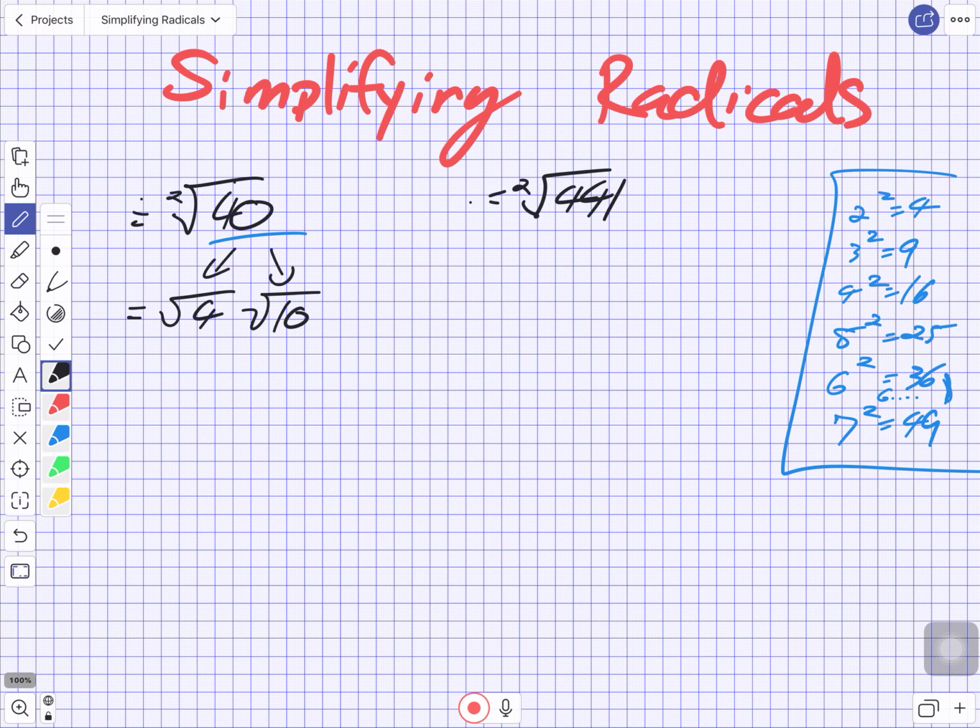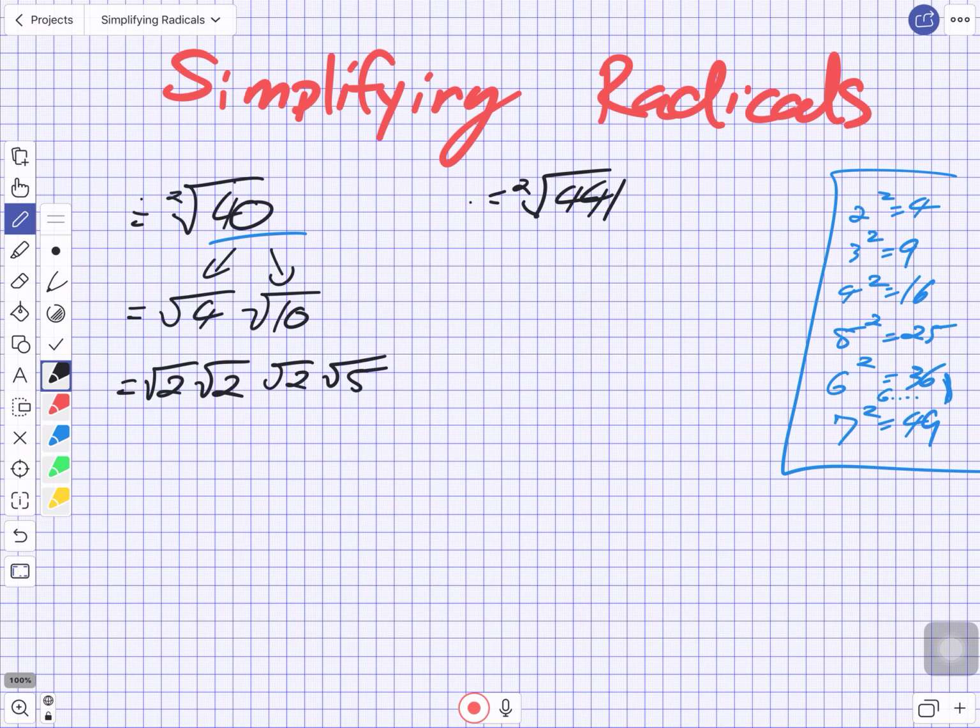In fact, I can break these into prime numbers, the lowest multiples of every single one. I know that 4 can be broken into 2 times 2, and 10 can be broken into 2 times 5. Now, the 2's can't get broken down anymore. They're prime numbers. 5, same thing. The only multiples of those are itself and 1.